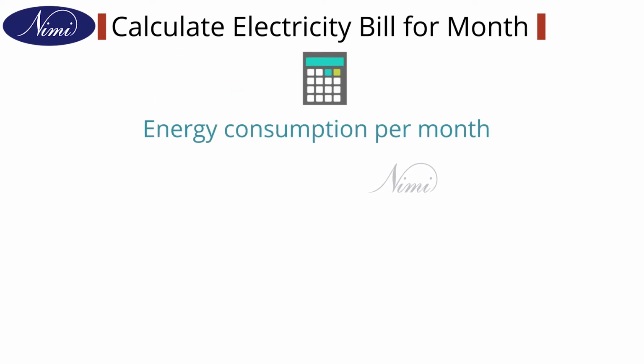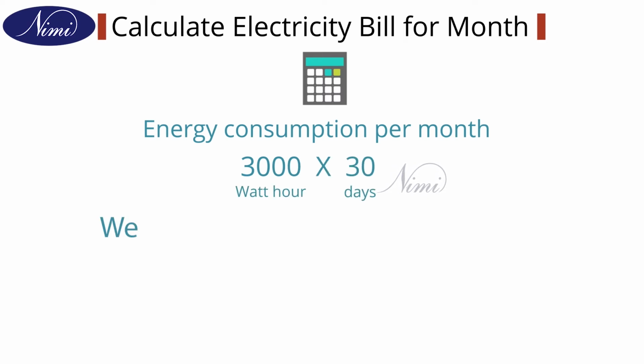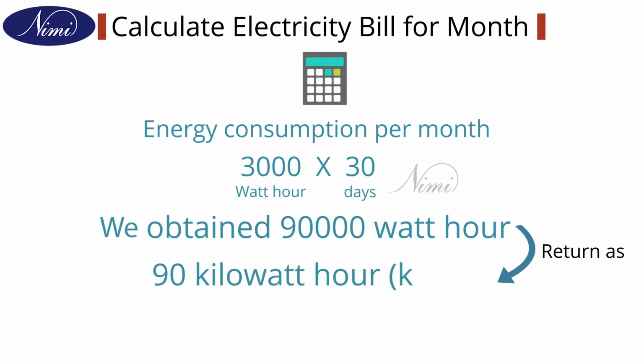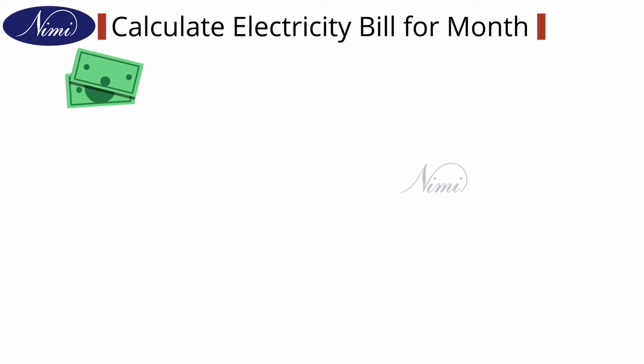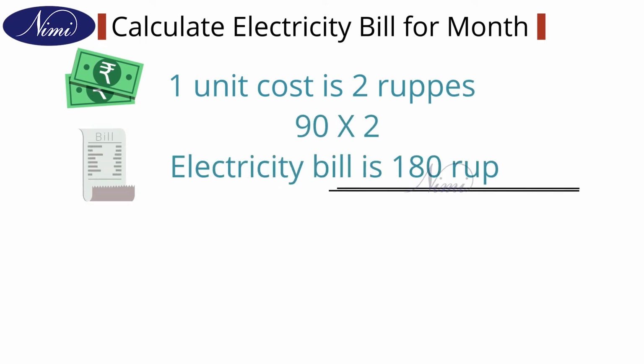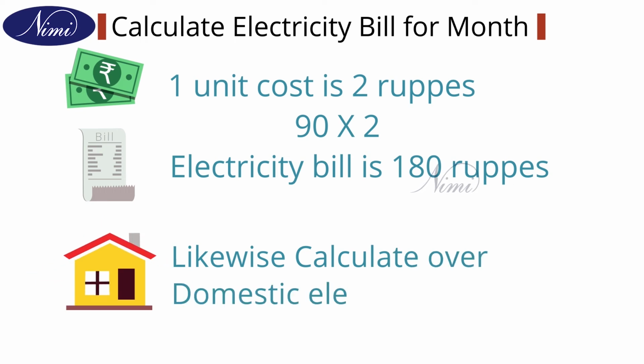per month, this 3000 watt hour is multiplied by 30 days. So, we obtain 90,000 watt hour, and this 90,000 watt hour can be written as 90 kilowatt hour, and this 90 kilowatt hour can be written as 90 units. If the cost of 1 unit is 2 rupees, then we have to pay 180 rupees as the electricity bill. Likewise, we can calculate our domestic electricity bill.